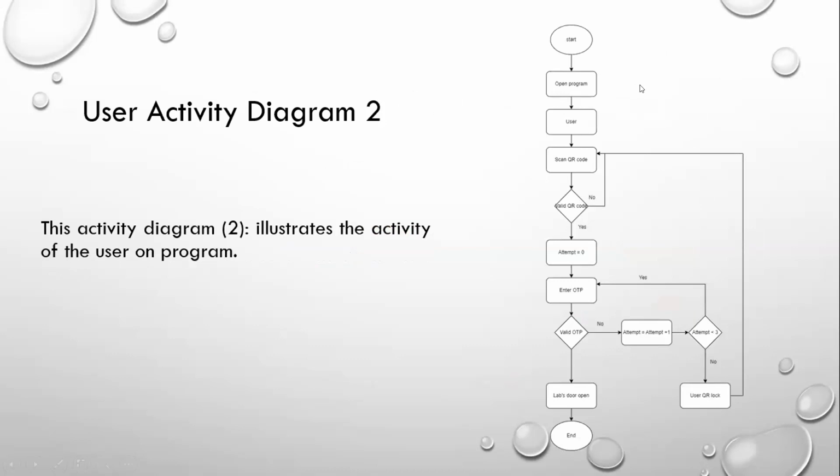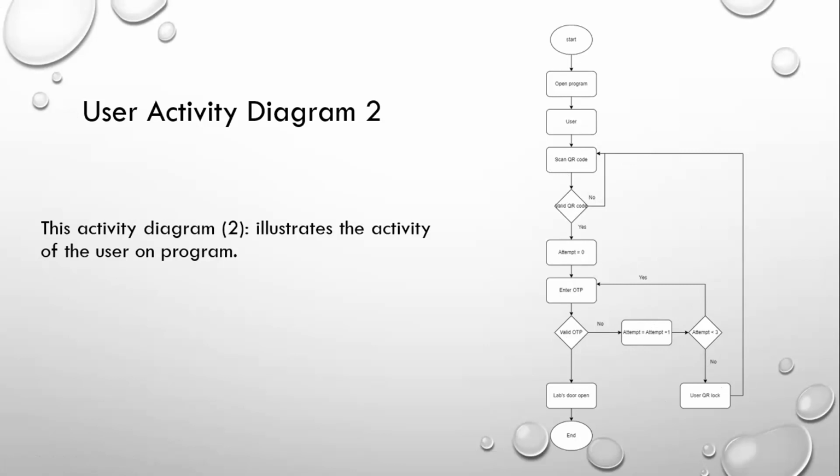So when the user wants to enter, he must scan his QR code. If it is not valid, it will ask the user to scan their QR code again. And if it is valid, he will have 3 trials. If the OTP is not valid, each time it will increase the counter. And lastly, if he doesn't get it correct, he will be suspended for a specific time. And if he gets it correct, he will be able to enter the lab.